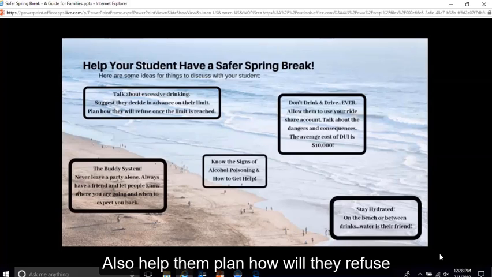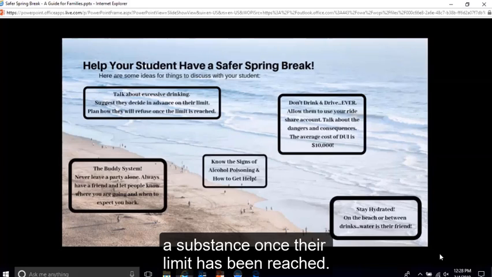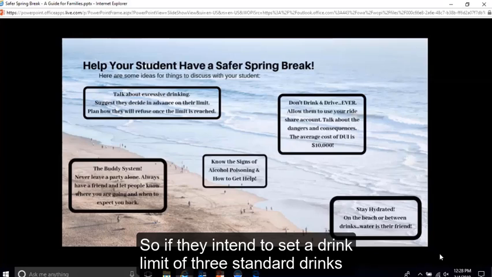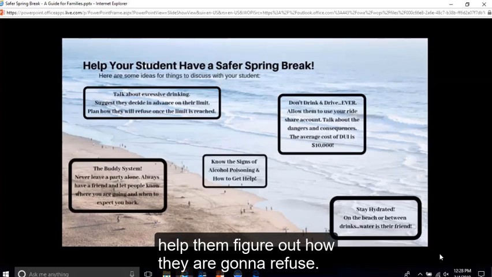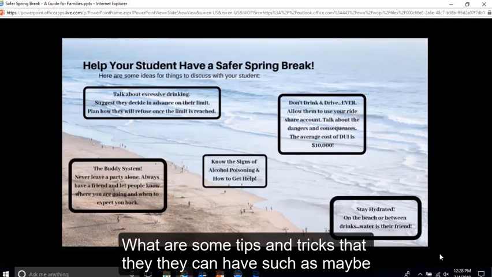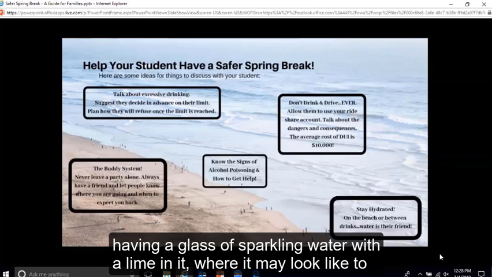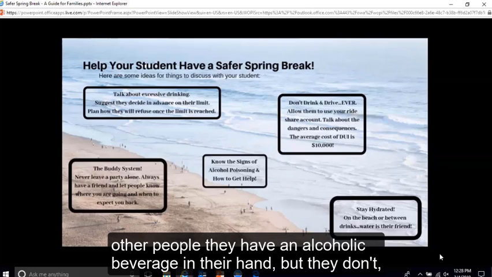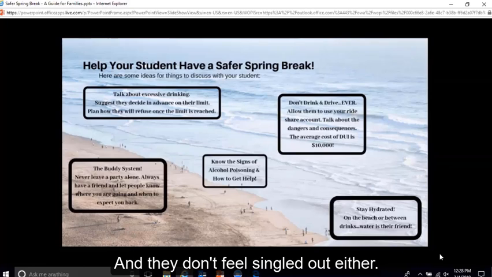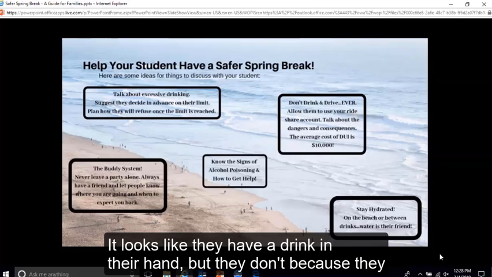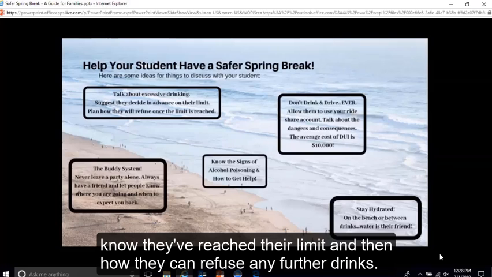Also help them plan how they will refuse a substance once their limit has been reached. So if they intend to set a drink limit of 3 standard drinks in a sitting while they're at their spring break destination, help them figure out how they're going to refuse. What are they going to do? What are some tips and tricks that they can use? Such as maybe having a glass of sparkling water with a lime in it, where it may look to other people like they have an alcoholic beverage in their hand, but they don't, and so they don't feel left out, and they don't feel singled out either. It looks like they have a drink in their hand, but they don't, because they know they've reached their limit, and then how they can refuse any further drinks.